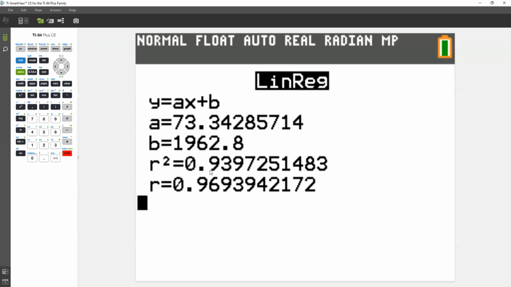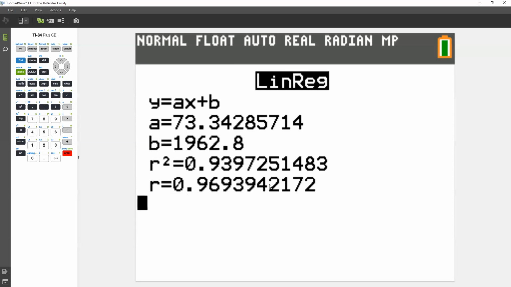R squared, we're just going to ignore our R squared value. That's not what we're going to use for linear regressions. This is sort of extra data that you don't need. We don't want our R squared value. Our R value, or our correlation coefficient, is 0.96939, and so on.